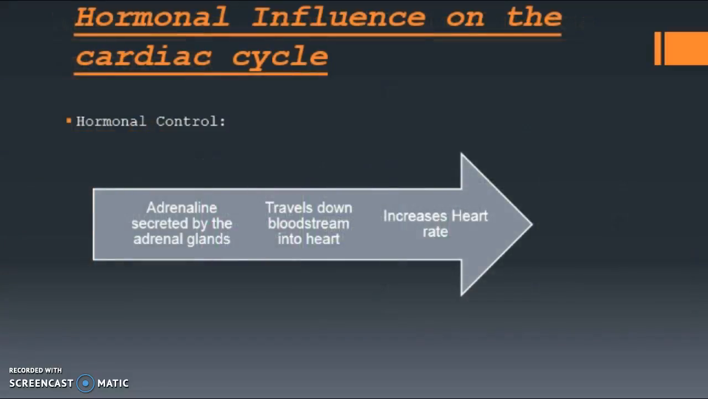So then we talk about the hormonal influence on the cardiac cycle. Adrenaline is a hormonal influence on the cardiac cycle, so it helps to stimulate our heart rate. It is found in the adrenal glands, which are just above our kidneys. It will send an impulse down the sympathetic nervous system, and this stimulates the release of a hormone, which will then be released into our bloodstream and then into our heart. And when it reaches the heart, it will then increase the heart rate.